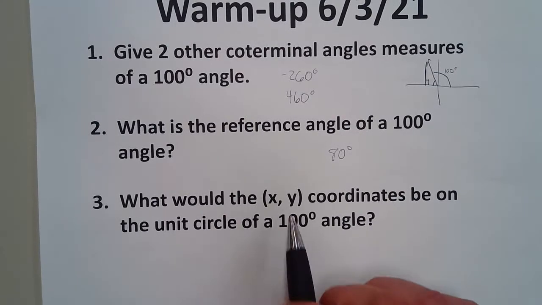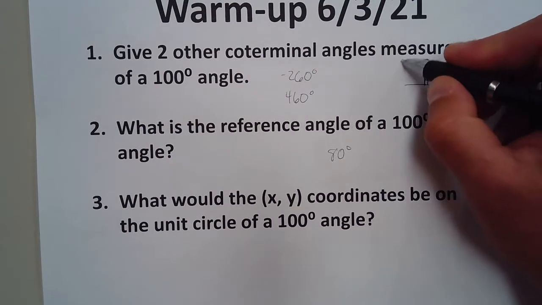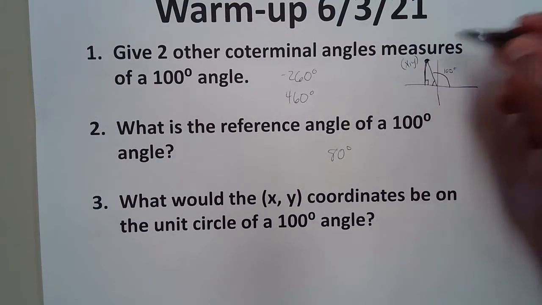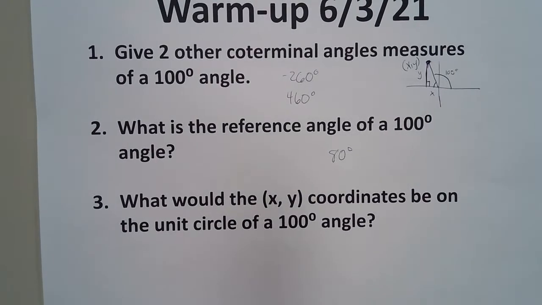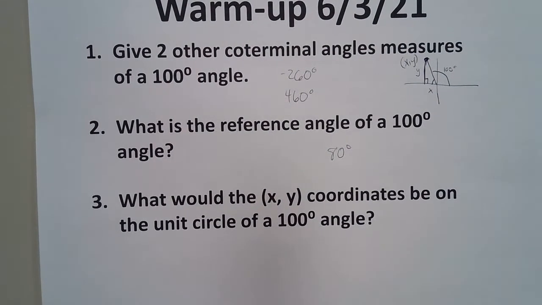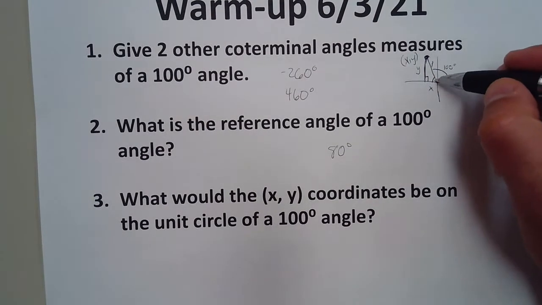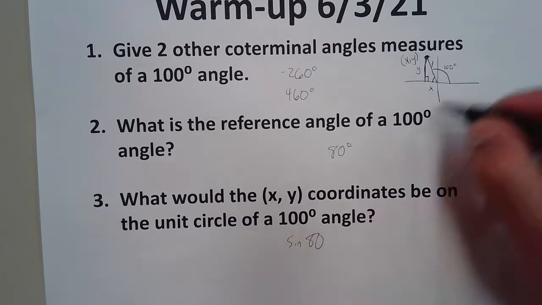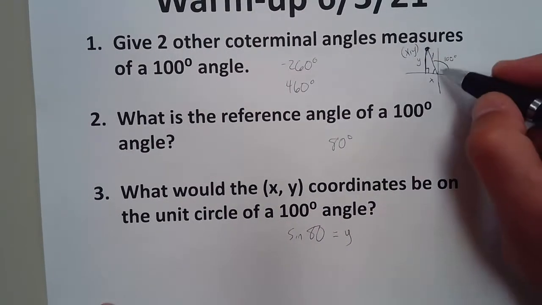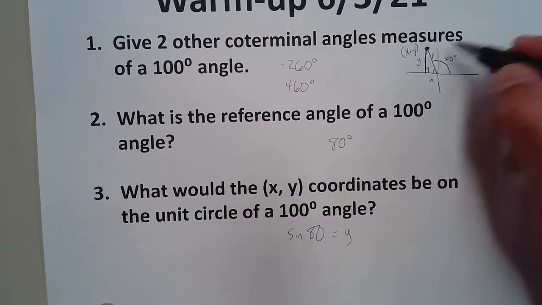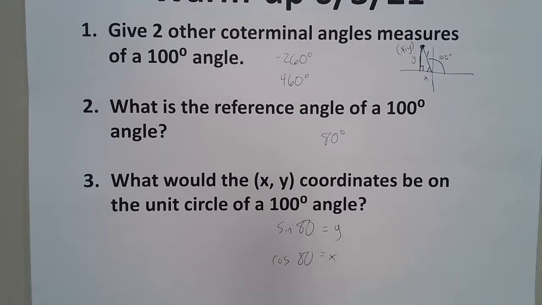And then the final question, what would the xy coordinate be on the unit circle of a 100-degree angle? So that's saying, what would this coordinate right here be? X comma y. And remember, this is the x, and this is the y. So in this case, we can calculate those using sine and cosine, because remember, it says on the unit circle, which is where this is going to be 1. So if you do sine of 80, that's going to be y over 1, which is just y. So sine of 80 is going to give you the y. And if you do cosine of 80, that's going to be the x over 1. So cosine of 80 is going to give you the x.